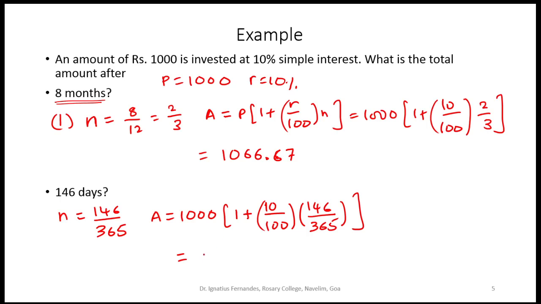So if we compute this, this will come to 1040. So the total amount after 146 days will be rupees 1040, and the amount after 8 months is going to be rupees 1066.67.